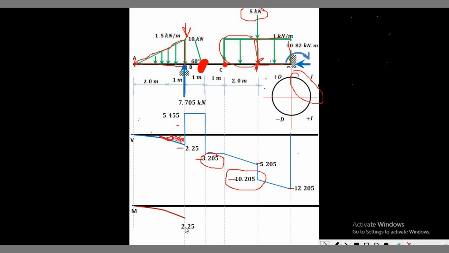Then, nag-end ako kay negative 2.25. Then, I have to take the area of this rectangle. Again, nasa taas siya, so plus 2.25 plus the area of this rectangle, that is equal to 3.25. So, i-connect ko lang siya. Then, nag-end ako kay 3.205 minus the area nito. That is equal to 0.